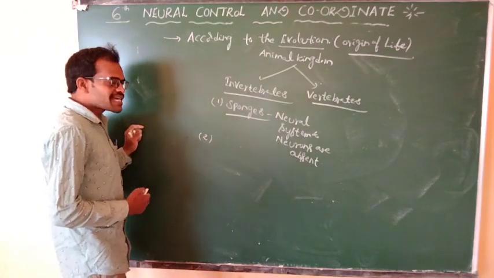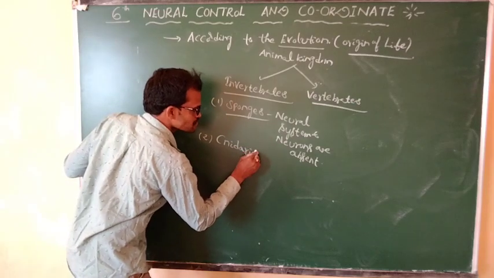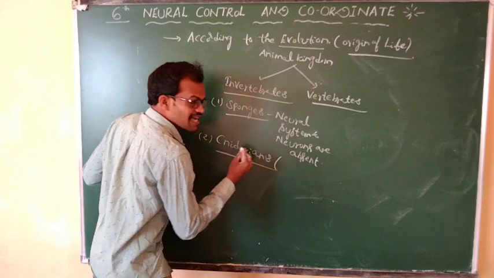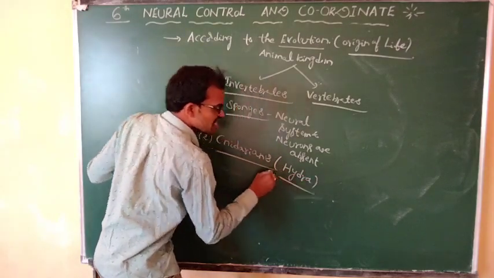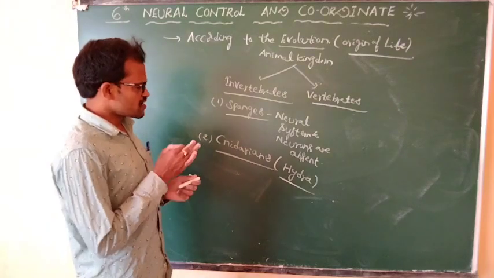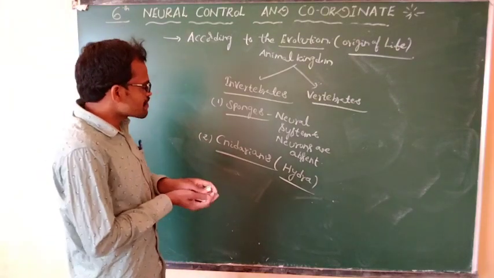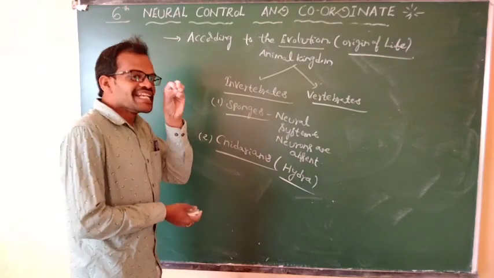Coming to the second invertebrate phylum, it is Cnidarians. The best example for Cnidarians is Hydra. Here the first nervous system originated, the starting of the nervous system.